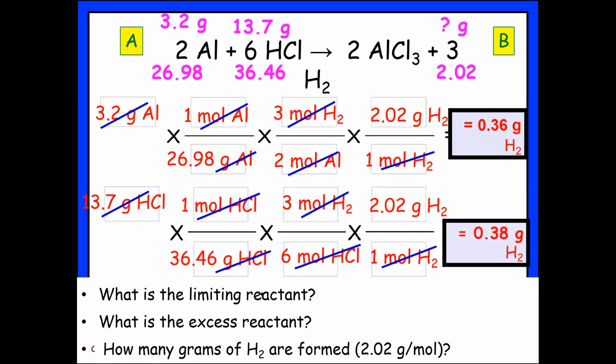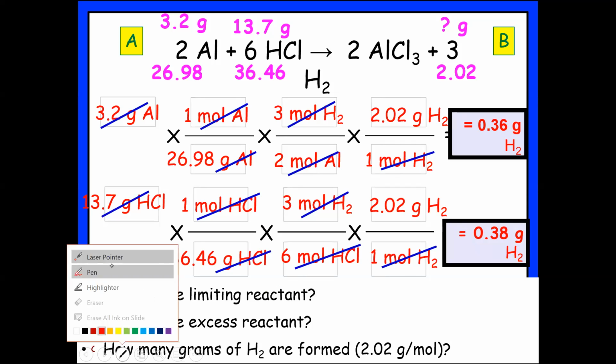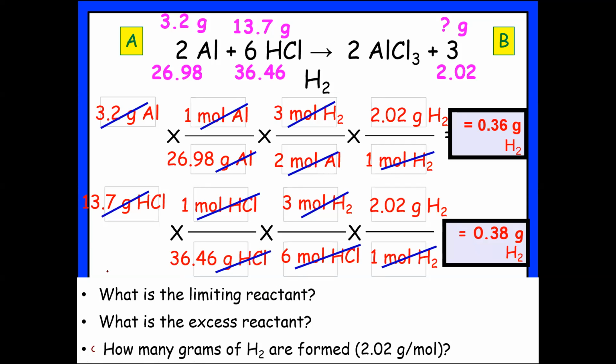So which one is going to be the limiting and then which one is going to be the excess? So one made 36 and the other one made 38. What does that mean by limiting and excess? I forgot. Limiting is going to be the one that prevents us from making more. Oh, it's the HCl.